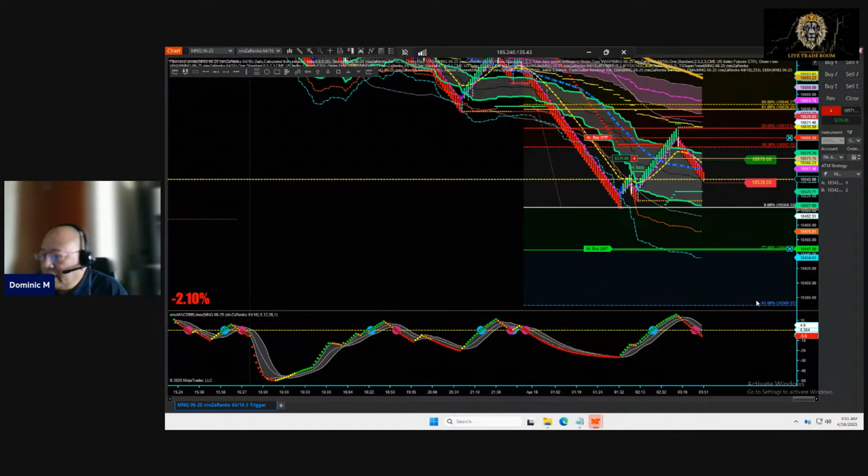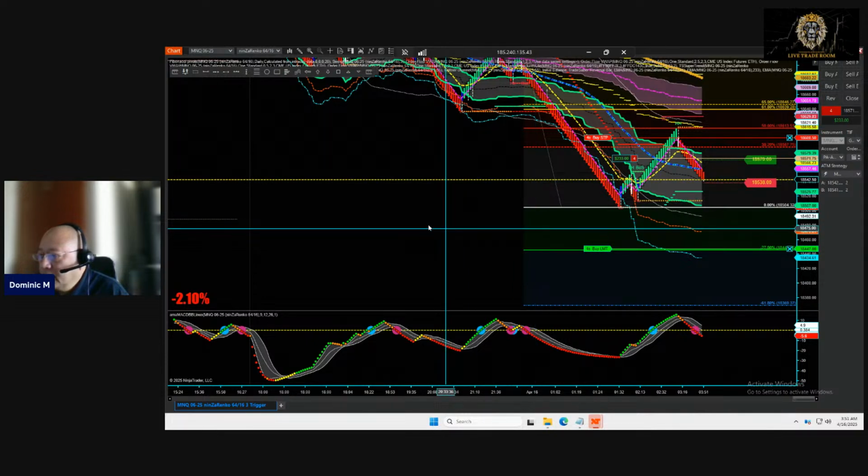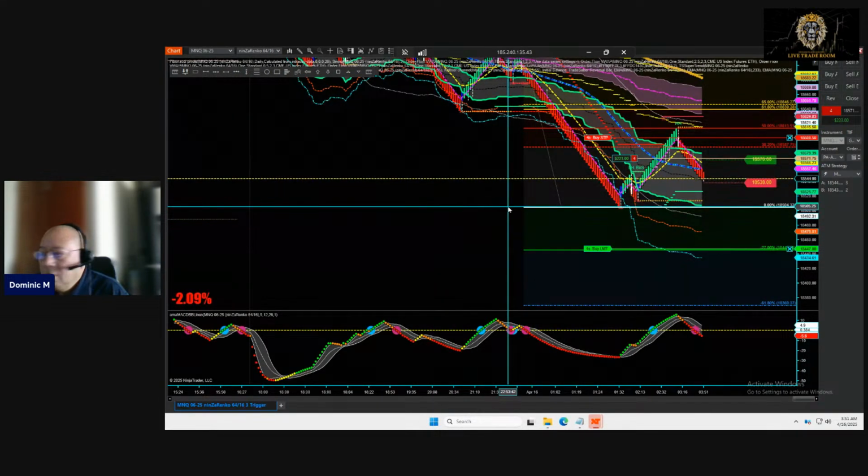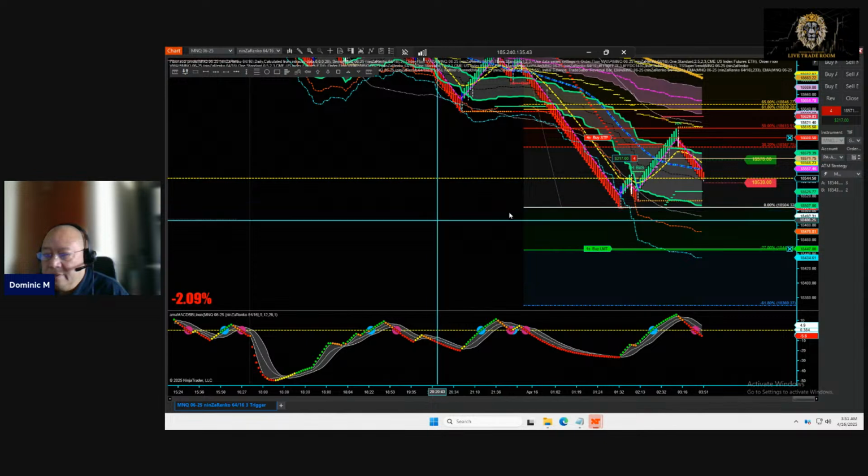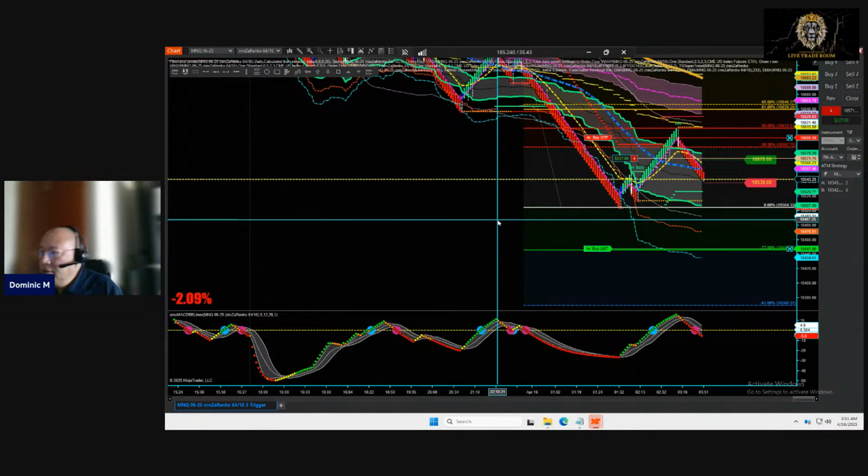So let's see how far. Again, the target is way down here. I might have to add some contracts when it gets down here. So we'll see. Maybe you can see my arrow. We have around 9 minutes left before opening. Hopefully the opening will continue pushing this and create more momentum to the downside, not to the upside, but to the downside.